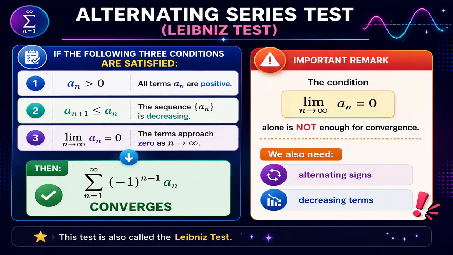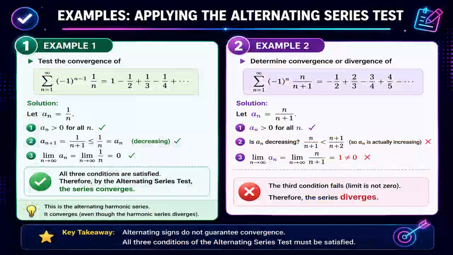But let's pause for an important remark on the right side of the slide. Students often make the mistake of assuming that if the limit is 0, the series automatically converges. Be careful. The condition that the terms go to 0 is necessary, but it is not sufficient by itself. We absolutely must also show that the terms are steadily decreasing, keeping that in mind as we look at the sum example. Let's put the test to work with 2 examples.